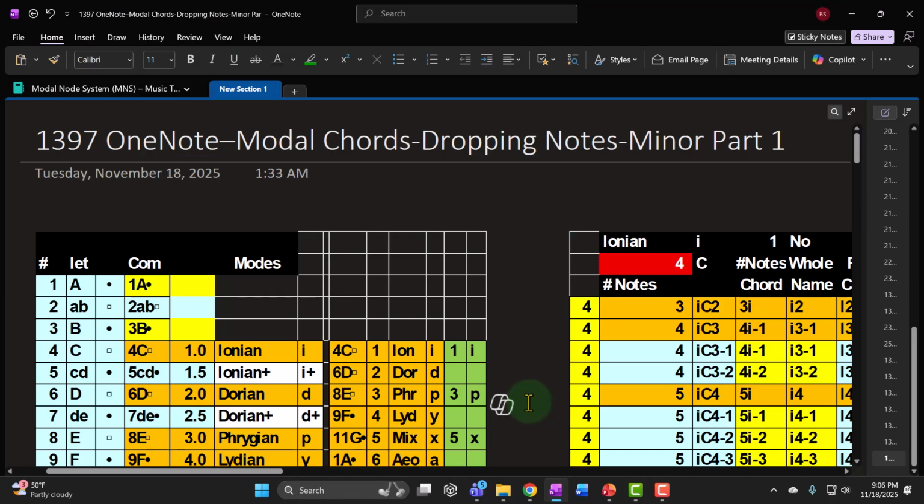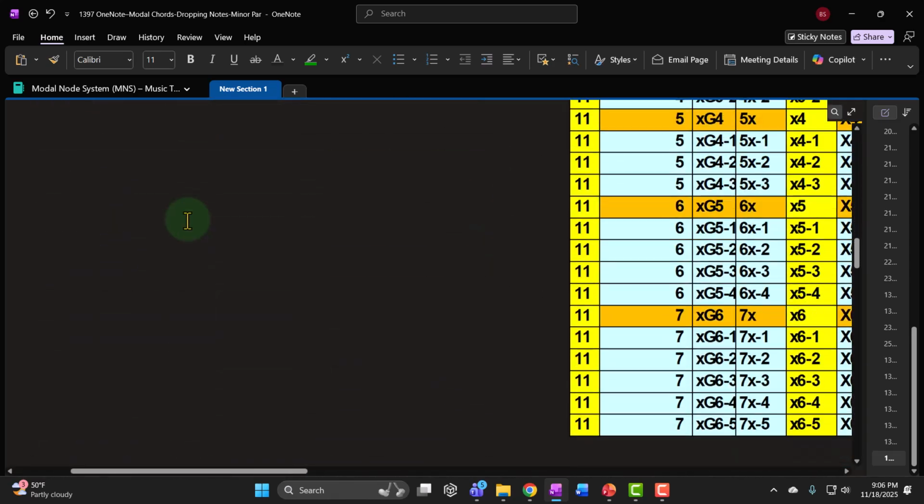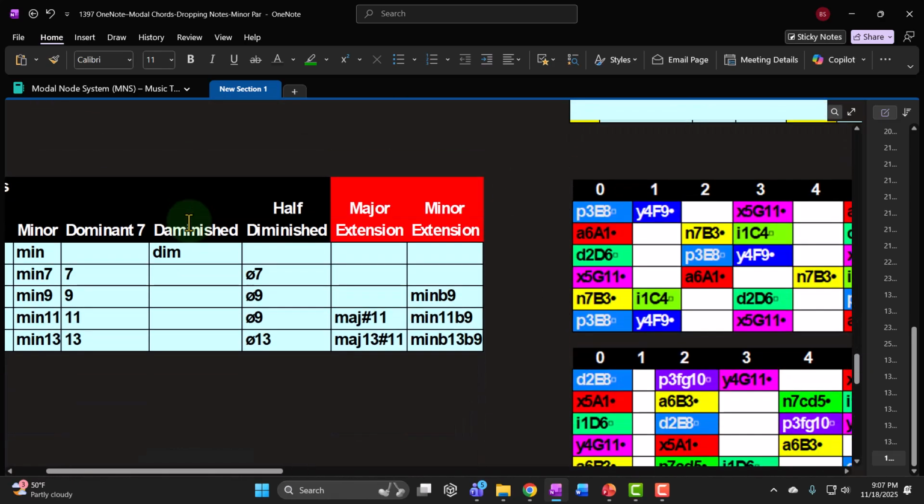You're not required to, but if you have access to it and would like to follow along, we're currently in the OneNote file of Modal Node System, MNS, Presentation 1397, OneNote, Modal Chords, Dropping Notes, Minor, Part number 1, list of presentations on the right-hand side. Also noting, in this OneNote presentation we'll spend our time on music theory, but we have another similarly numbered and named presentation, or multiple presentations, where we not only practice the music theory, but build these tables out in Excel, practicing our table visualization skills as well.